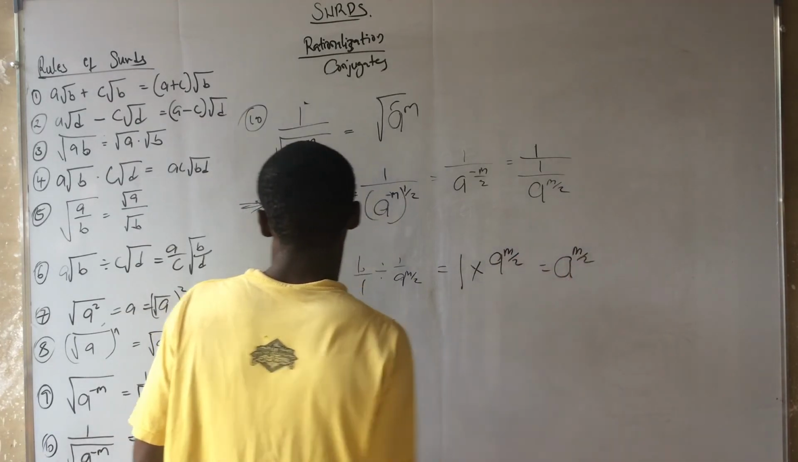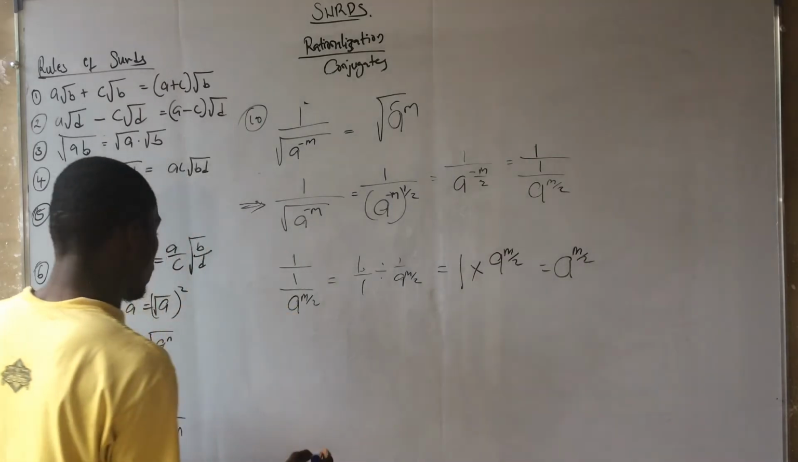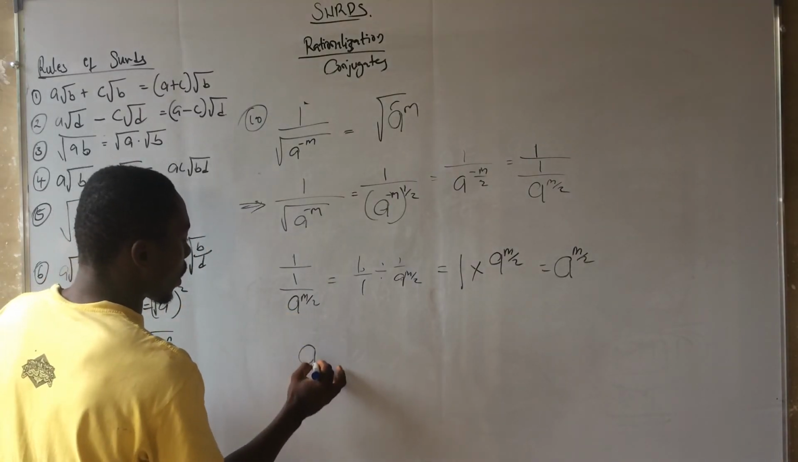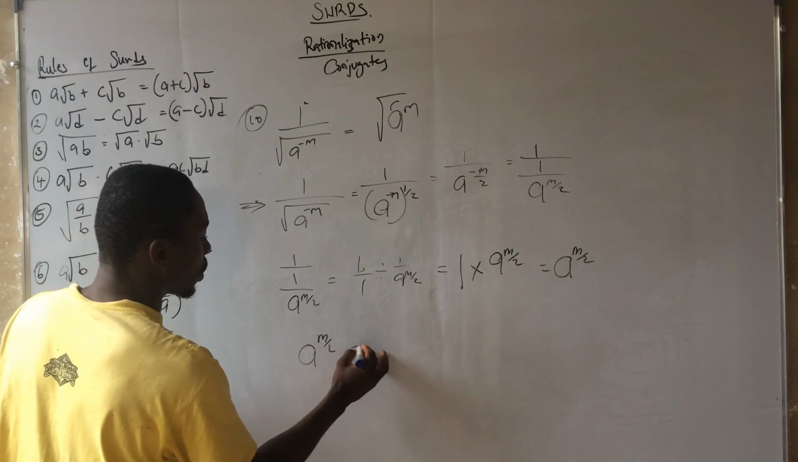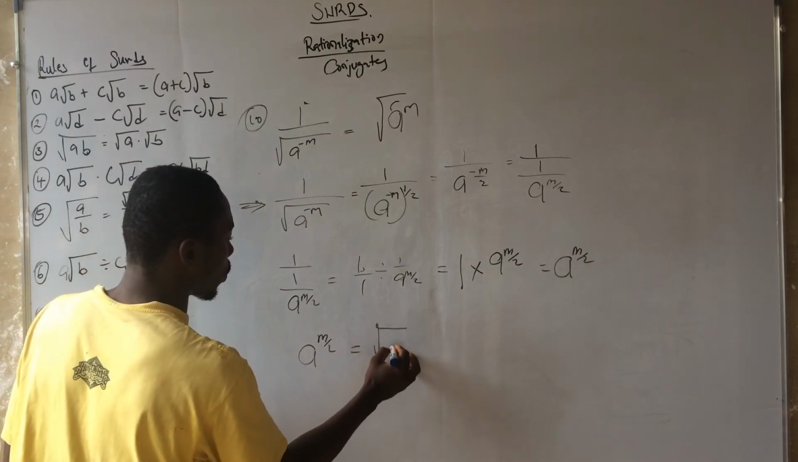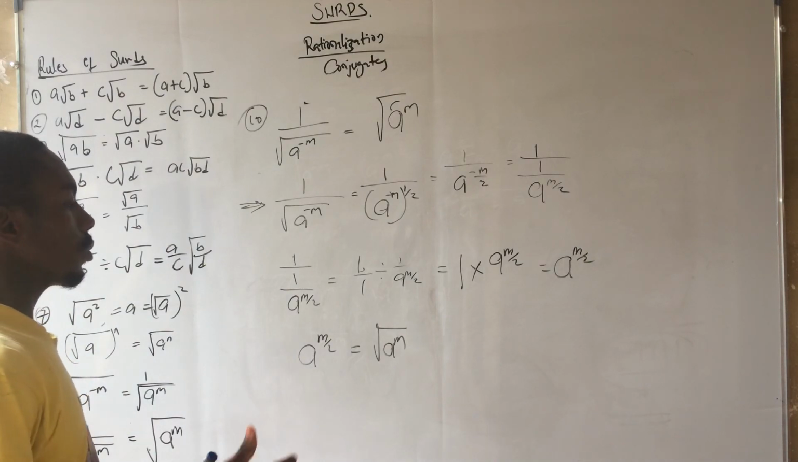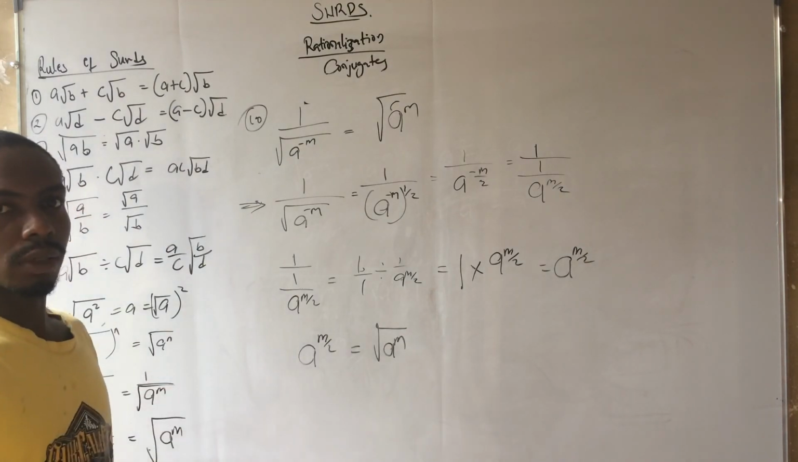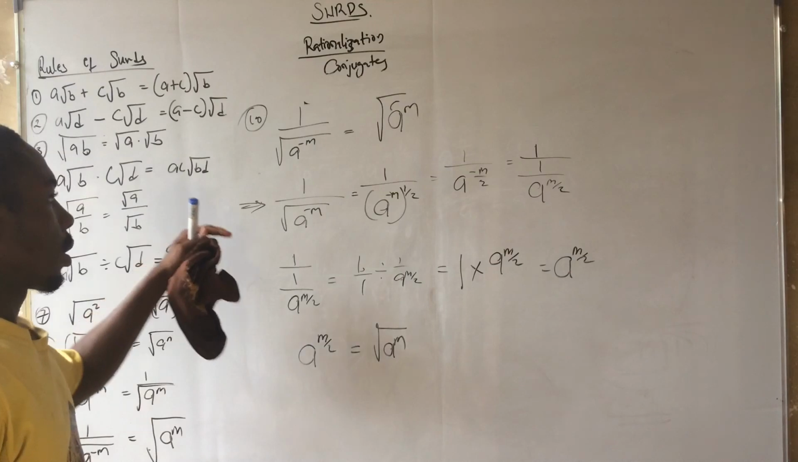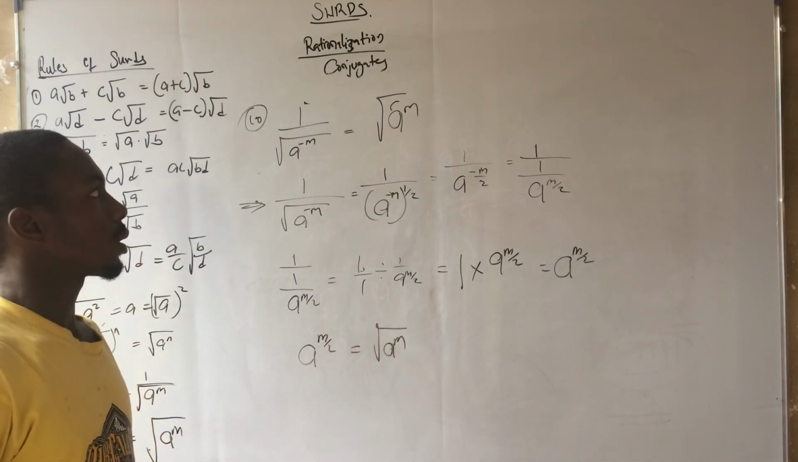So now to express this, I will have that a raised to the power m over 2 is equal to the square root of a raised to the power m. So it is not very hard to see.